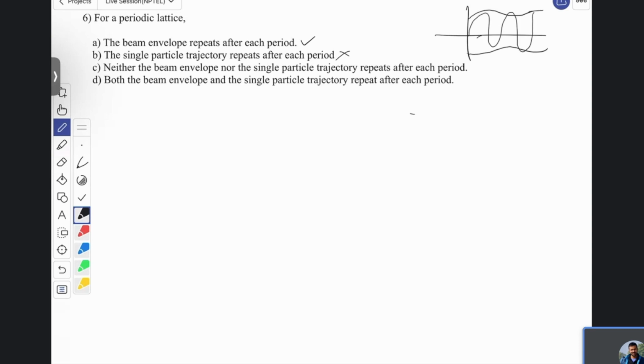So this is one period, okay? And here the beam envelope repeats, but the single charged particle trajectories do not repeat with the period. The option that says neither the beam envelope nor the single particle repeats after each period is also not true. Both not true. So yeah, option A is correct. Okay, next question.